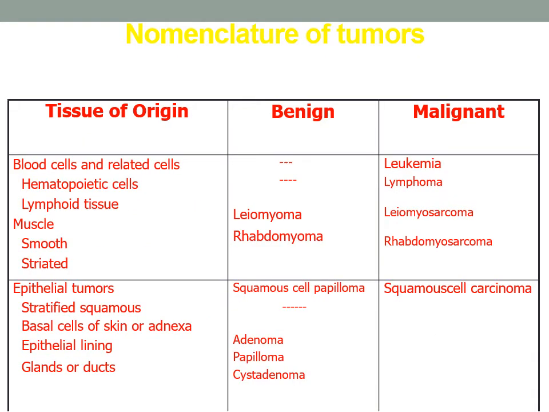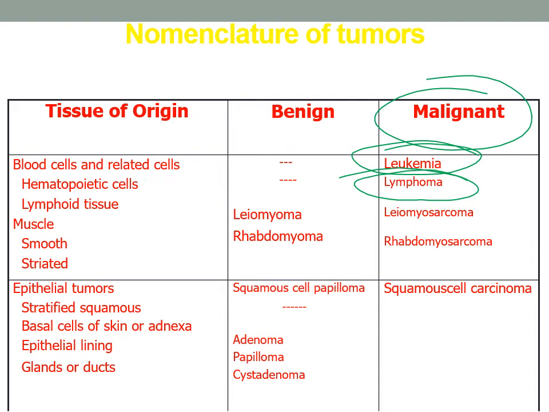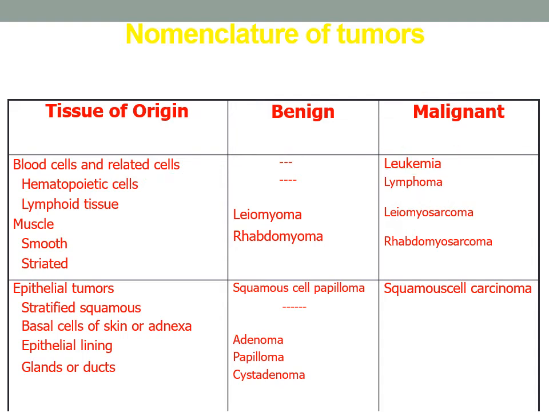To continue with your naming, when the tissue of origin is hematopoietic cells or lymphoid tissue, we don't have benign in hematopoietic and lymphoid tissue. In this category, all neoplasia arising from hematopoietic and lymphoid tissue are malignant. They are not benign. So if they are hematopoietic cells, of course, these are blood cells, these are known as leukemia. When we have neoplasia in cells of lymphoid tissue origin, they are known as lymphoma. Of course, we shall discuss them in the leukemia and lymphoma chapter.